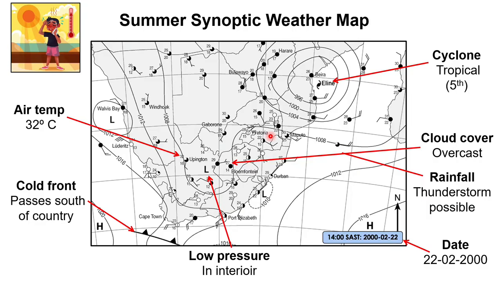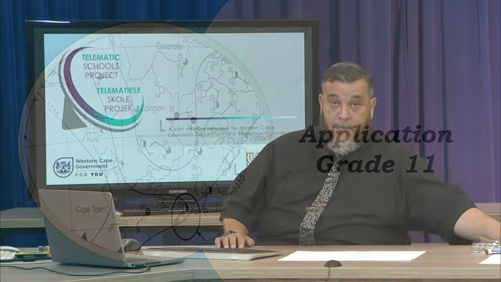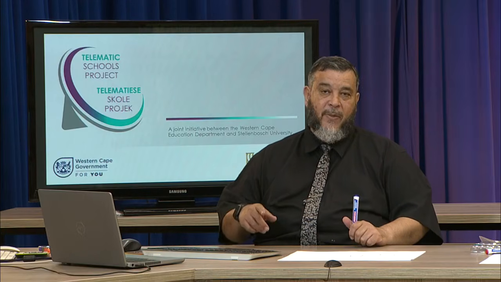There's a low pressure over the interior. You see that there? That's called the heat or thermal low. And that's the difference between summer and winter conditions on a synoptic weather map. We are now going to look at application to grade 11 climatology. What do I mean by that?